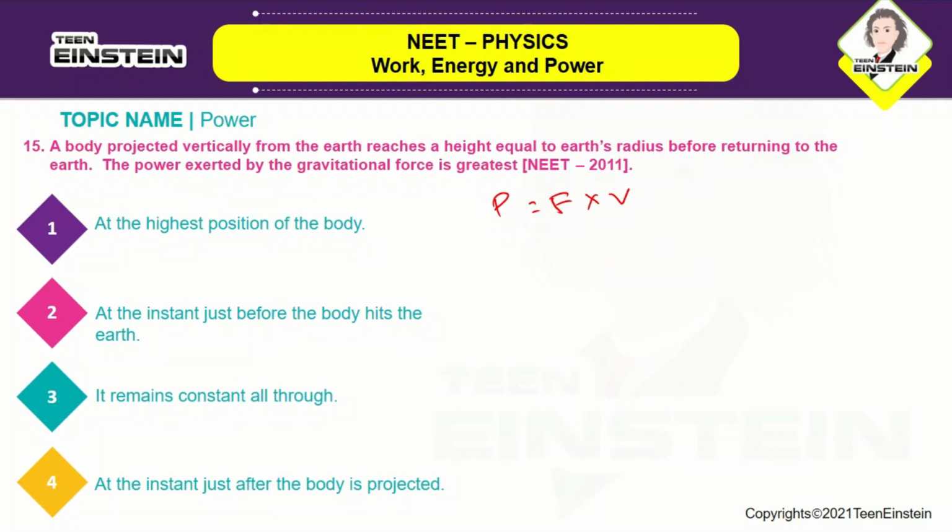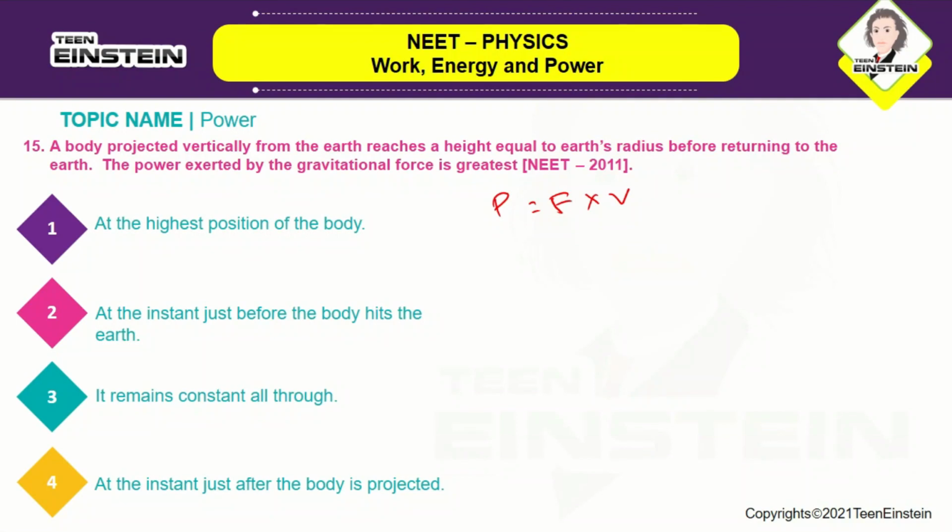When an object is thrown upwards, gravitational force acts in the opposing direction. When an object is falling downwards, the gravitational force acting on it will be positive, but when it is thrown upward, the gravitational force will be negative. Hence the power exerted by the gravitational force is maximum when velocity is maximum during the fall of an object. For a falling object, its velocity is maximum just before it hits the ground.